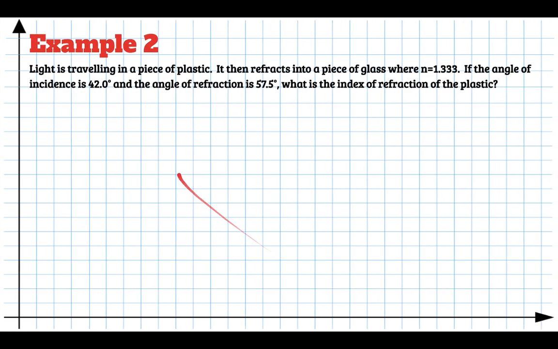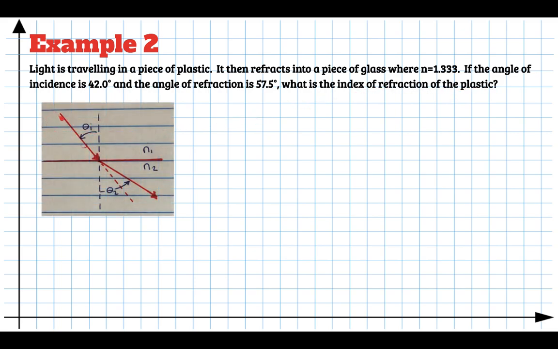Here we have light traveling in a piece of plastic, and I do not know what kind of plastic it is. It refracts into a piece of glass where n is 1.333, and if the angle of incidence is 42 degrees, and the angle of refraction is 57 degrees, I want to know what is the index of refraction of the plastic. All right, so here's a diagram. Here's my beam of light coming along at 42 degrees, and it's refracted at a bigger angle, 57 degrees. So that tells us that the light must have been going faster in N2.